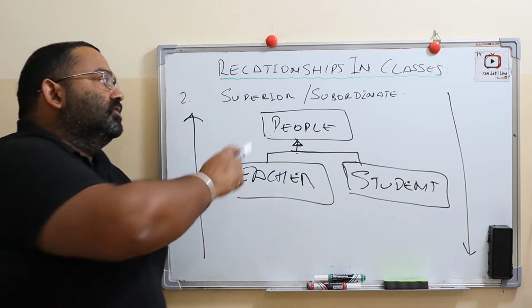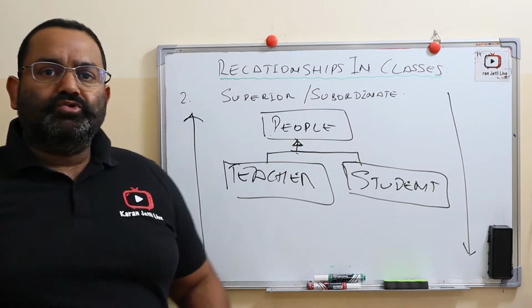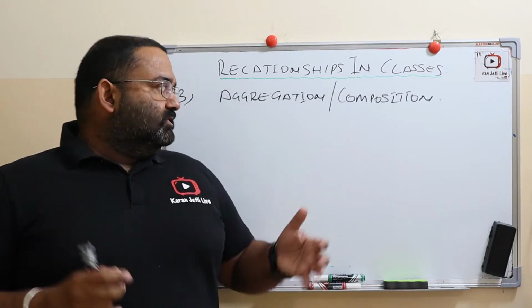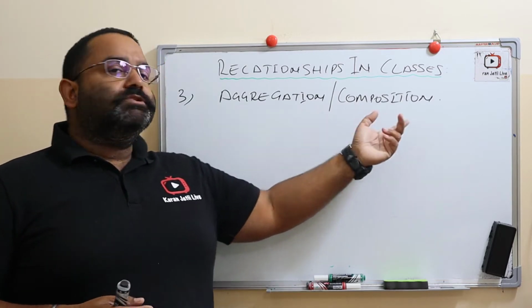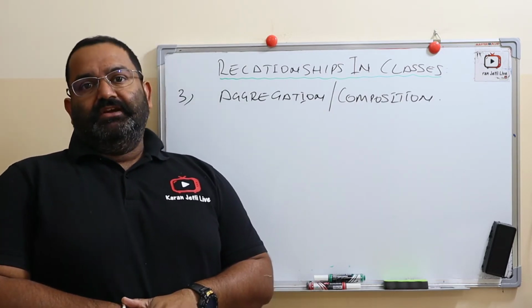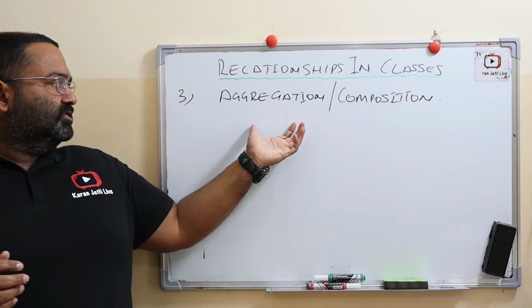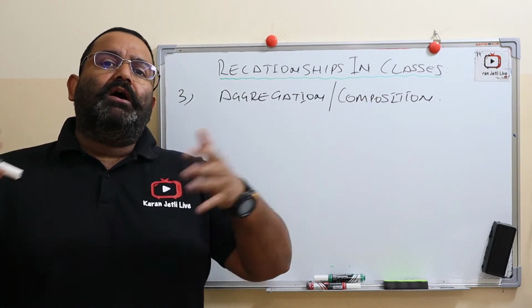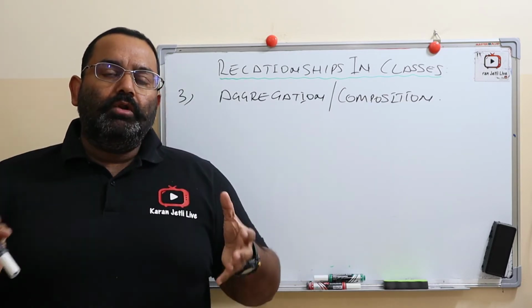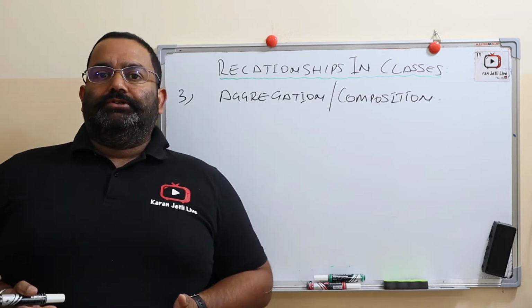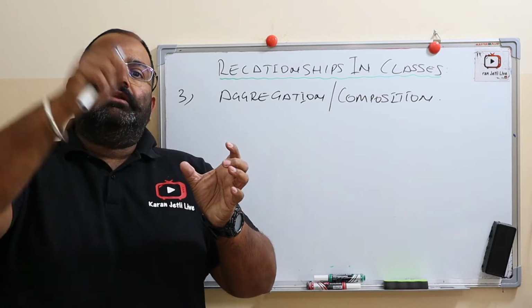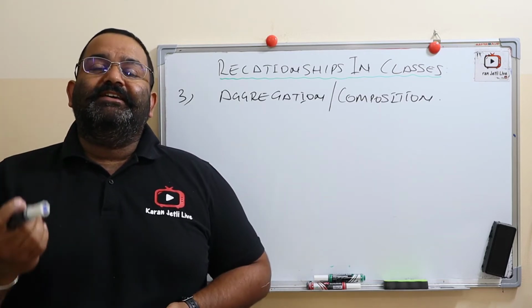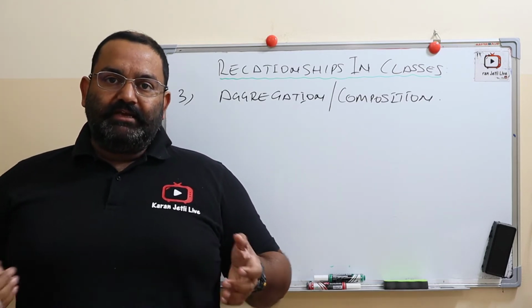So what do we call it? Superior subordinate association. Then guys comes the third type of relationship between the classes, that is aggregation and composition. Now what is an aggregation relation? Aggregation is a part of relation, part whole relation. It means when one class is part of another class, we call it aggregation.